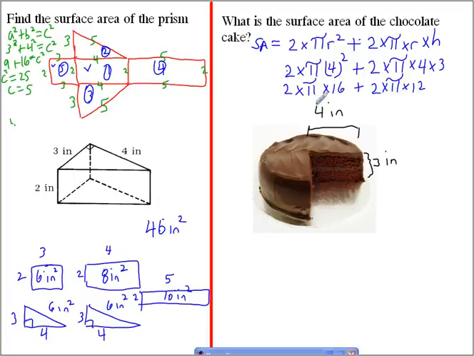So now I got 2 times 16, that's 32 pi plus 2 times 12, which is going to be 24 pi. And altogether, that's going to give us a total of 56 pi inches squared. So if I multiply this 56 times 3.14, I have my answer. And we are done.